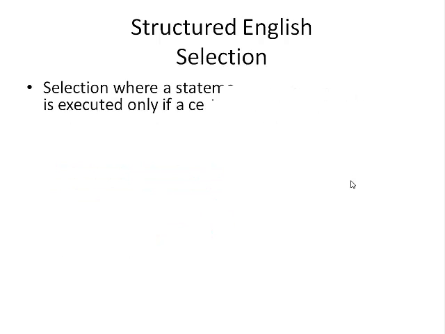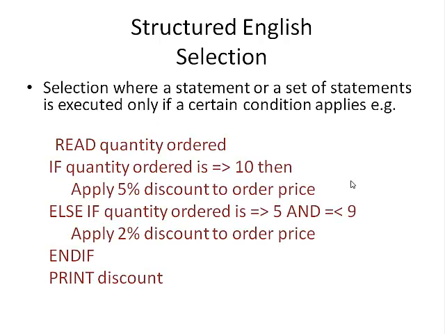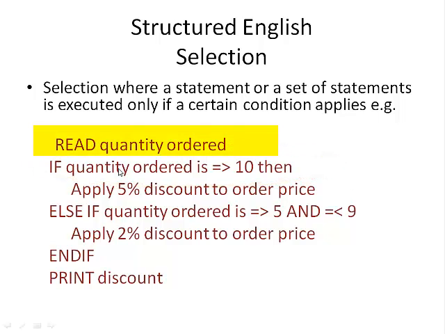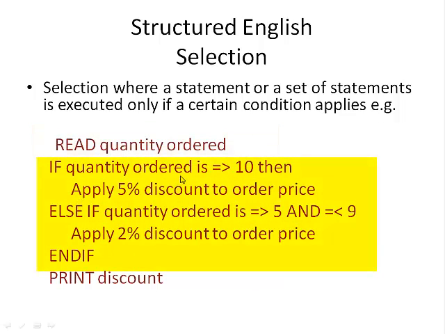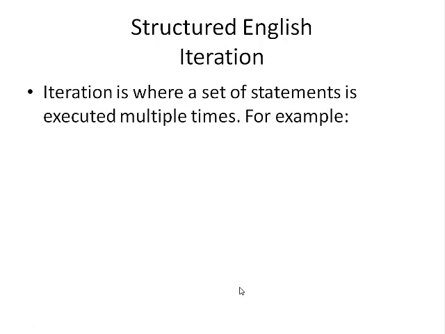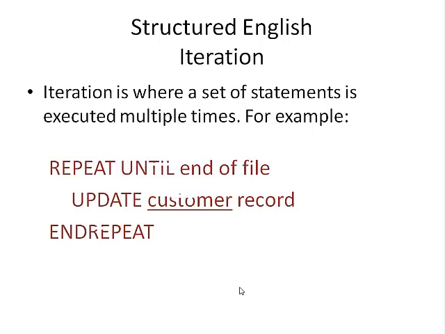Next, if we look at selection, here we make a decision based on a particular value of a data item. So we have the input. We use an if-else statement to make a decision, and when the if-else statement has concluded, we print an output. Finally, if we look at the third construct of iteration, here is an example of iterative code. Repeat until end of file, update customer record, end repeat.